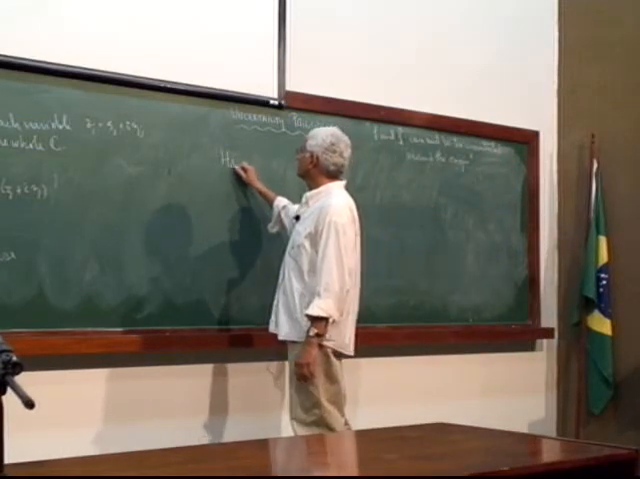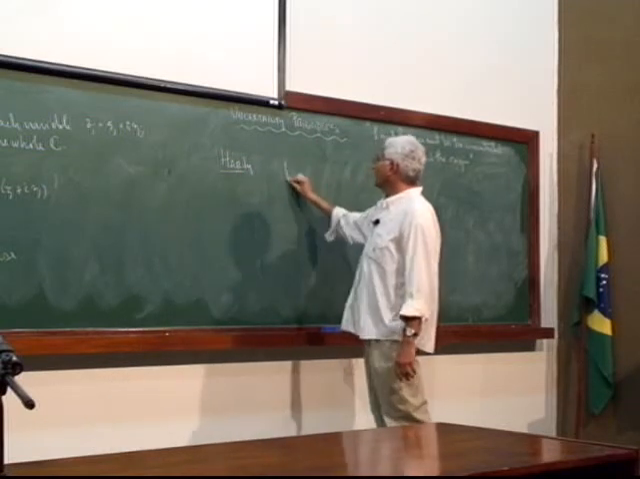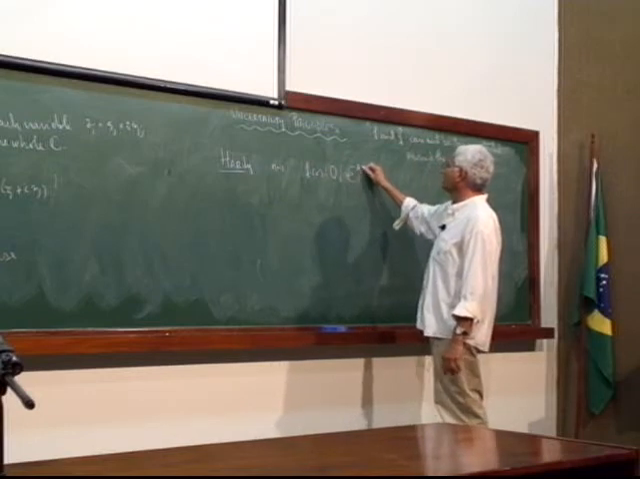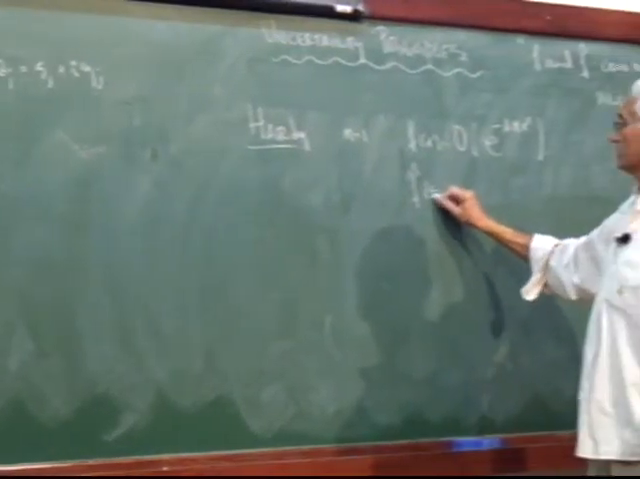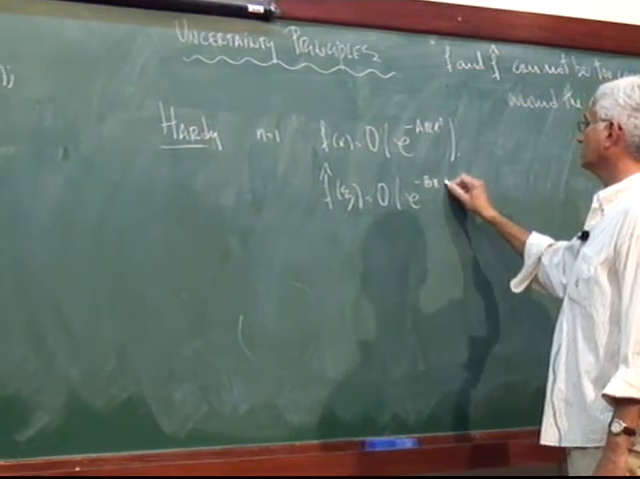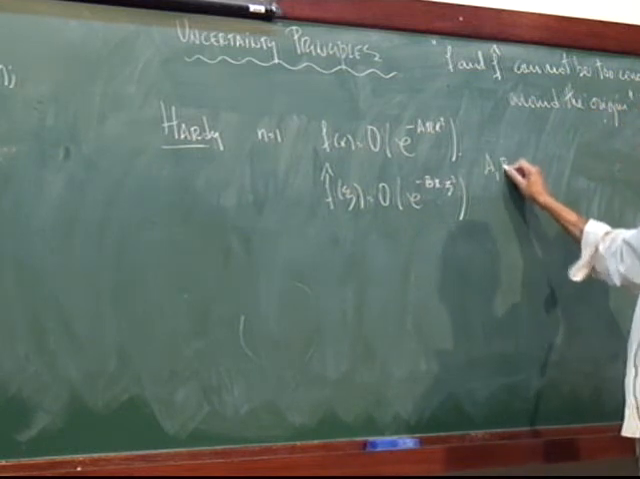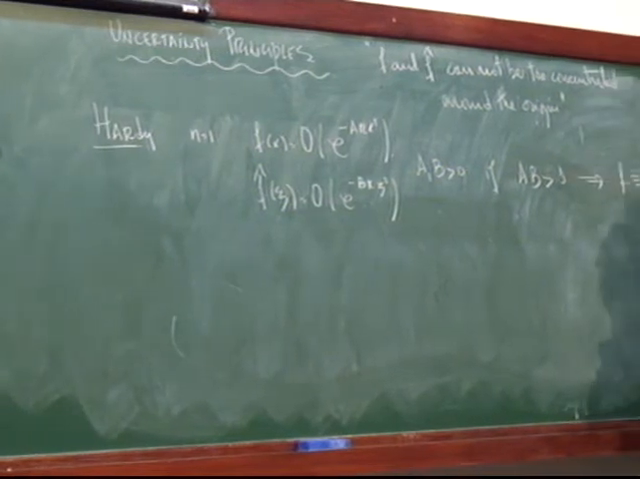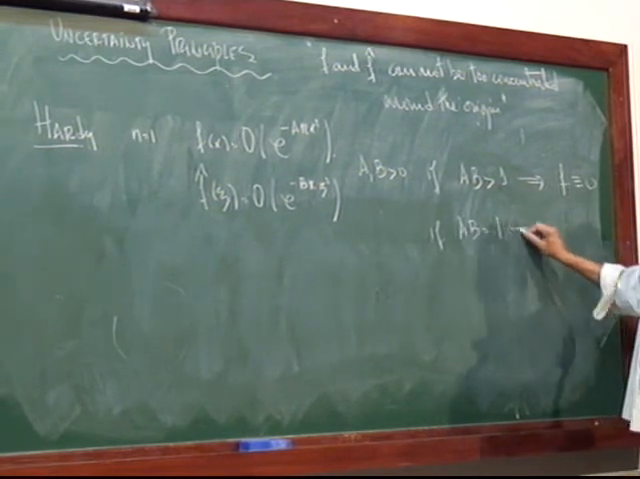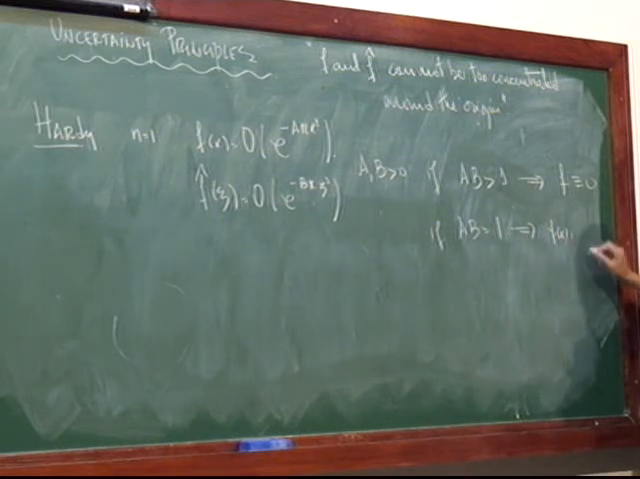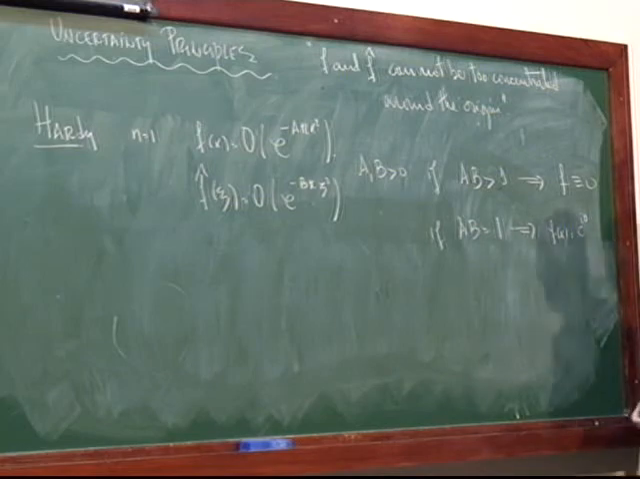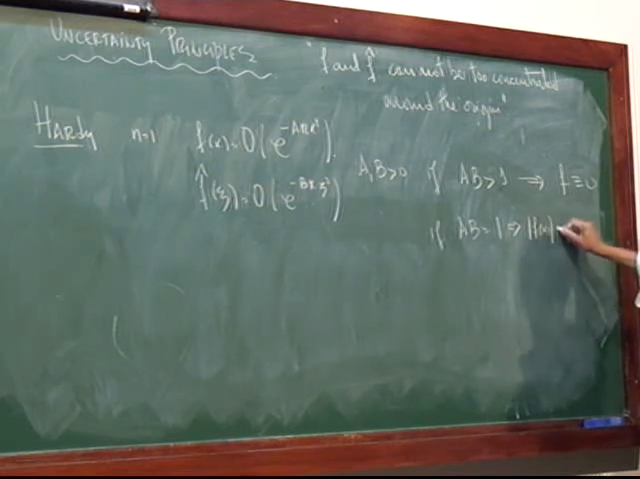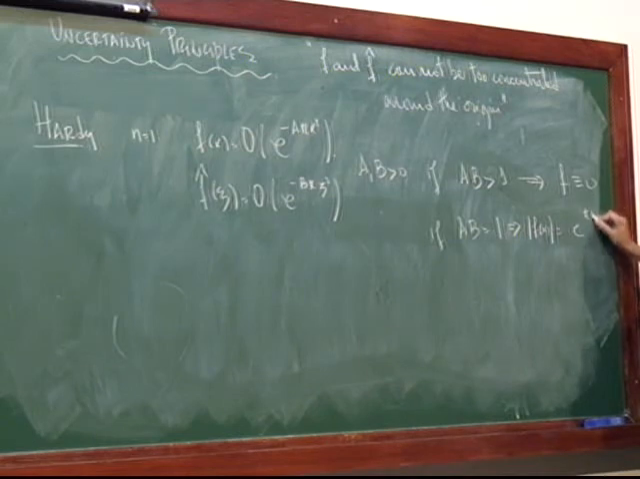Then Hardy proved the following. Suppose that f of x, in one dimension, that was his proof. If f of x is capital O of exponential of minus a pi x squared, and f hat is capital O of exponential of minus b pi xi squared, a and b are positive quantities. If a times b is more than 1, f is 0. If a times b is equal to 1, f is some function that has f of x in absolute value exactly exponential of minus pi x squared.